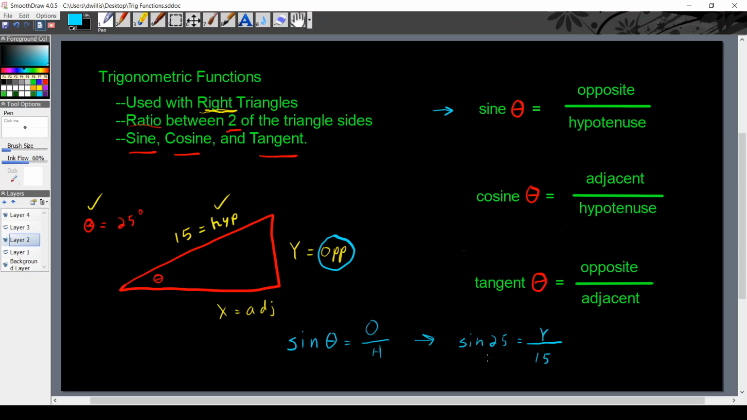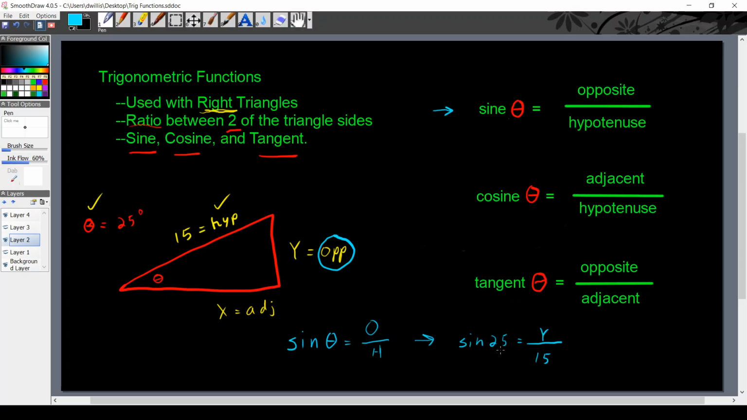Now, sine 25 is actually a value. If you type sine 25 in your calculator, be sure your calculator is in degrees, because you will get very different answers between degrees and radians. And right now we are working with degrees. So please be sure that your calculator is in degrees.